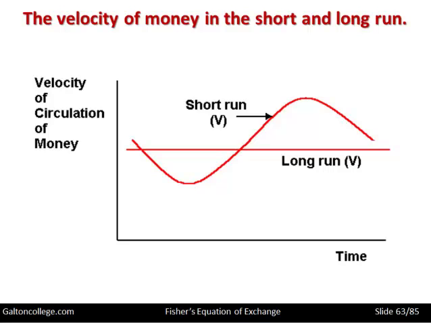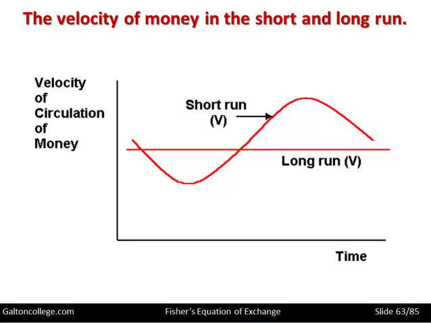Of course, if you take a long run view, it's just an average of the short runs, and that would be a constant. It's like taking an average for anything. If we find a series of numbers that are following a particular pattern, we take an average, we just get a single figure.